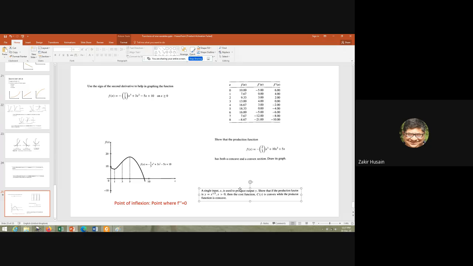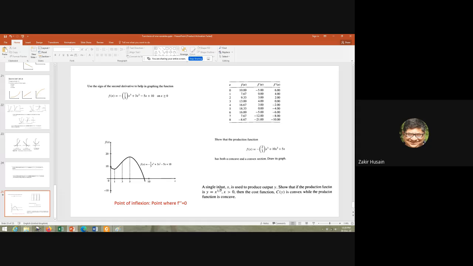This is something that is not very easy. I haven't discussed this with you, but try to solve this. This is your homework. You have a function y is a function of x, and the functional form is x equal to 1 by 3. We are taking only the positive range. Using the production function, we have to find out the cost function and show that the cost function is convex and the production function is concave.